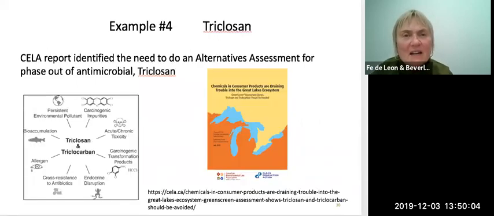And then finally, to end, good old triclosan, our antimicrobial, highly used everywhere. When the Canadian Environmental Law Association decided to really dig into this back in 2014, the result was a great report called Chemicals in Consumer Products Are Draining Trouble into the Great Lakes Ecosystem. On the left, you can see all the problems with triclosan that had been building up over the years. And we knew at the time that CEPA was trying to figure out how to deal with triclosan. So CELA put in a real big piece of work on needing to do an alternatives assessment to phase out triclosan, but also to avoid regrettable substitutes.